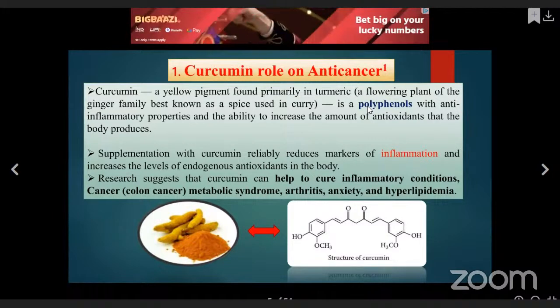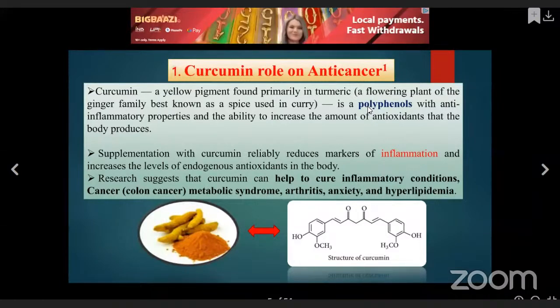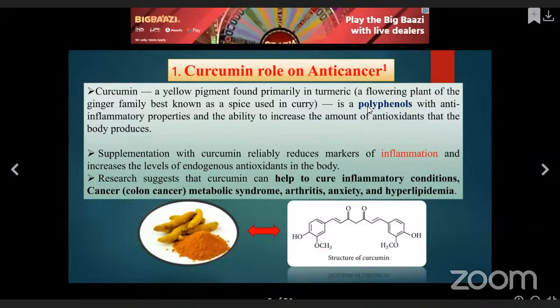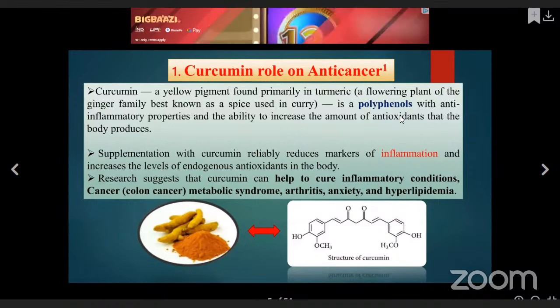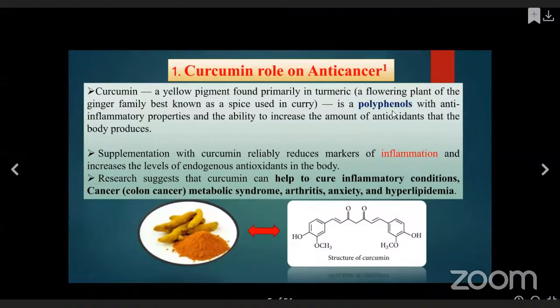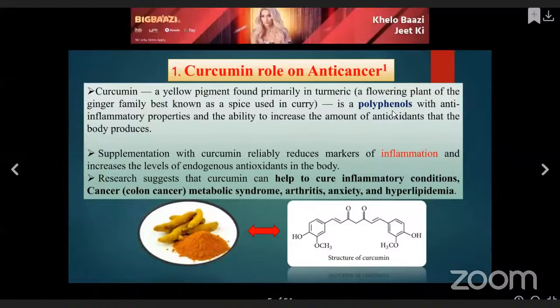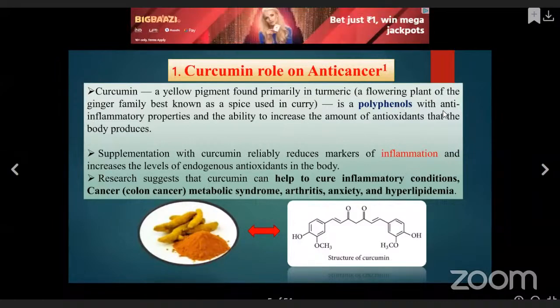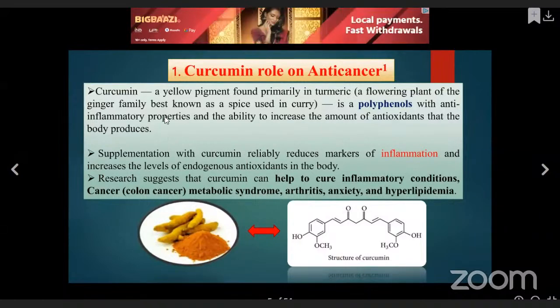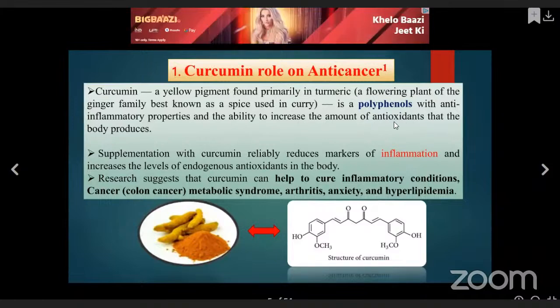Can you hear me? Yes, sir. So there will be different types of secondary metabolites. There will be terpenes, flavonoids, phenolics. Within that category, curcumin is a polyphenol. Phenol means a single one, poly means many phenols together. They form a chain-like structure. Those are polyphenols. So curcumin is a polyphenolic compound with anti-inflammatory properties and the ability to increase the amount of antioxidants in the body.